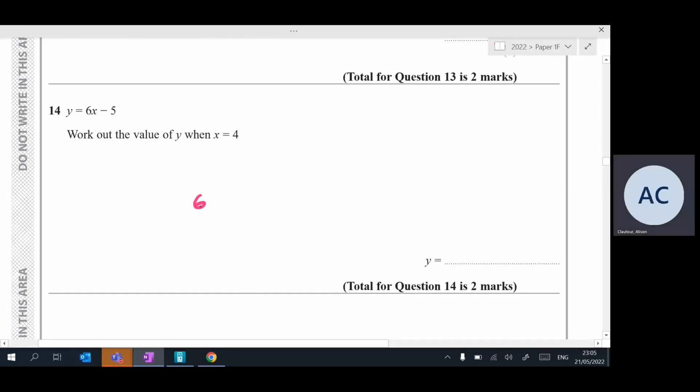Question 14 is substitution. So we're going to substitute 4 in. So 6 times 4, take away 5. 6 times 4 is 24. And then if we subtract those, we get 19.